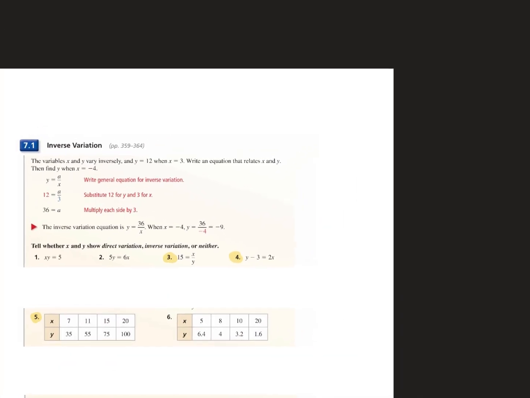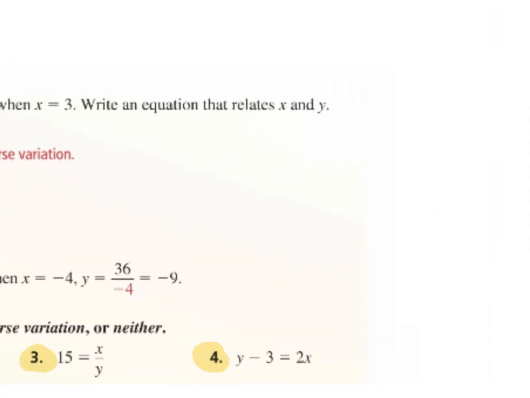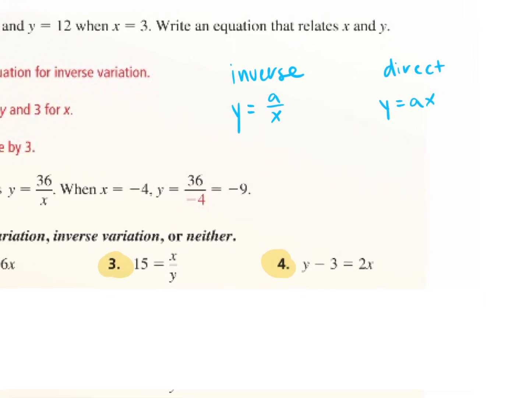All right, so just as a reminder, for inverse and direct variation, our inverse variation formula is y is equal to what? A over x. So it's when x is being divided. Our direct variation formula is y is equal to a times x. So when x is being multiplied, if x is on top. Let's look at number 3.